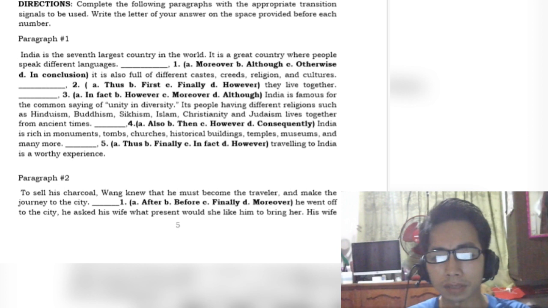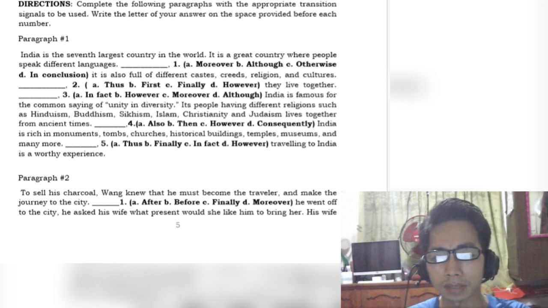So first, the module gives you the definition of what transition signals are. Transition signals are used to connect or link words, phrases, or sentences. They are connectors that link words, phrases, or sentences so that we can understand more the sentence or the main thought of the statement.